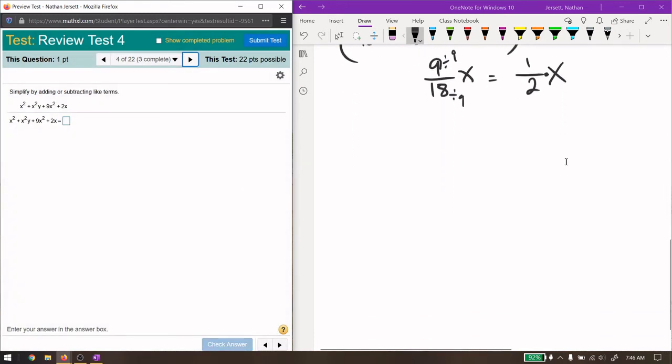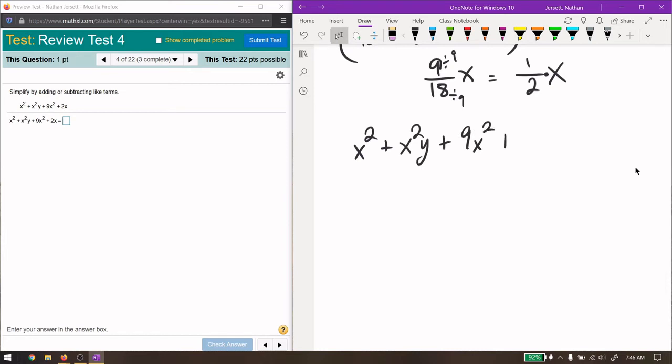Same process. We'll combine like terms, right? We have x squared plus x squared y plus 9x squared plus 2x. We have x squared here. This is not the same thing as x squared because the variable is now x squared times y. And the red ones do not have a y in them. The green has only a single x, not x squared. So the only like terms are the red.